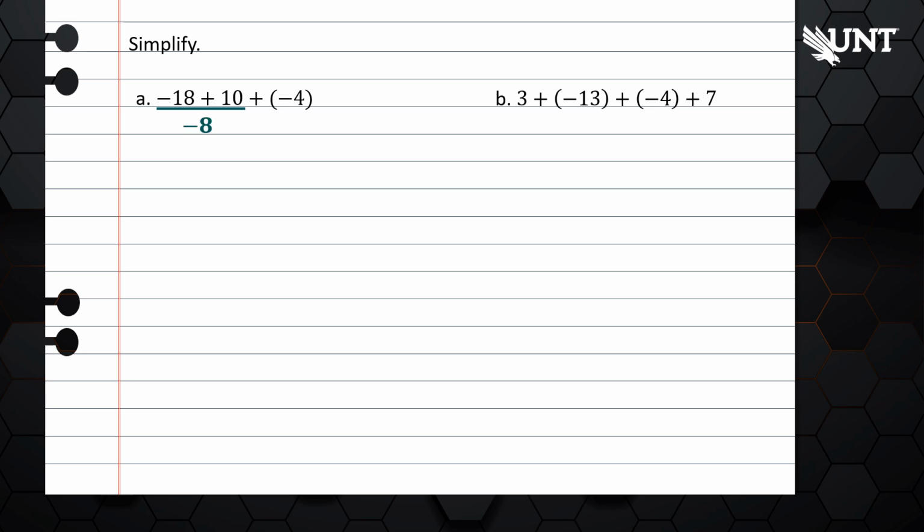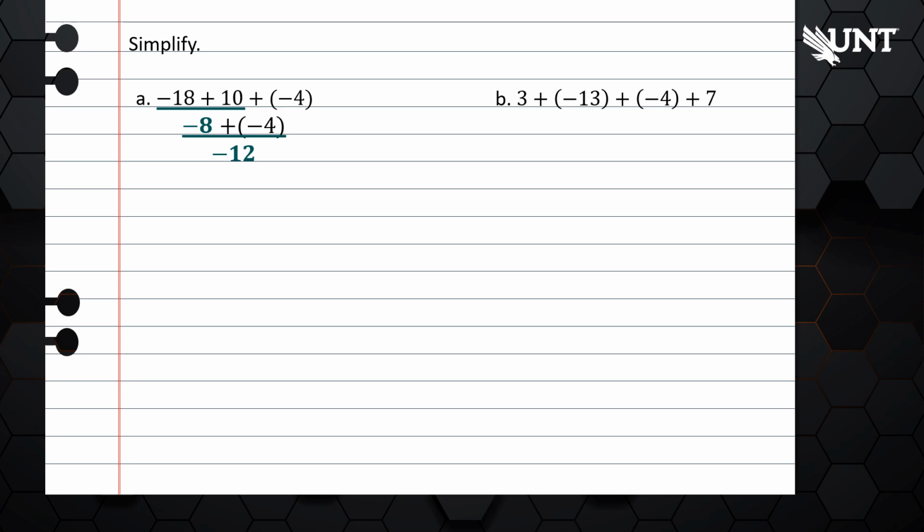We bring down the rest of the problem. So now it reads negative 8 plus negative 4. Again, from left to right, negative 8 plus negative 4. Notice 8 is negative, 4 is negative. So since they have the same signs, these are on the same team. So we will keep the sign, which in this case is negative, and we add the values. 8 plus 4 is 12. So our answer is negative 12.